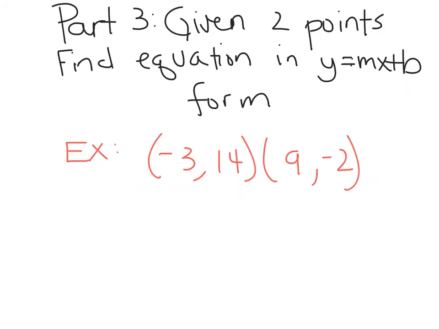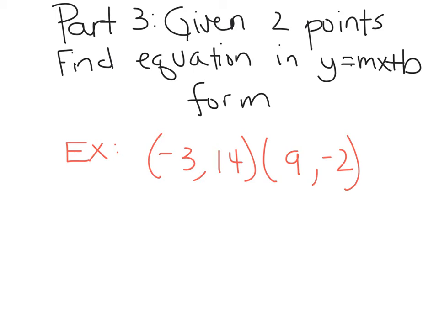Okay, type 3, which I call the one that you have to show the most work, is instead of giving you a point and a slope, or a slope and a y-intercept like part 1, I give you 2 points, so you have nowhere to really start. My first example is (-3, 14) and (9, -2). So my line goes through those 2 points. I want to find out what's the equation of that line.